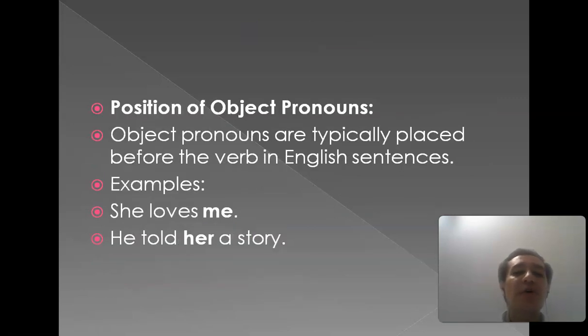The object pronouns are typically placed before the verb in English. We have here the example: she loves me, she hates me, he told her a story, he told him a story.